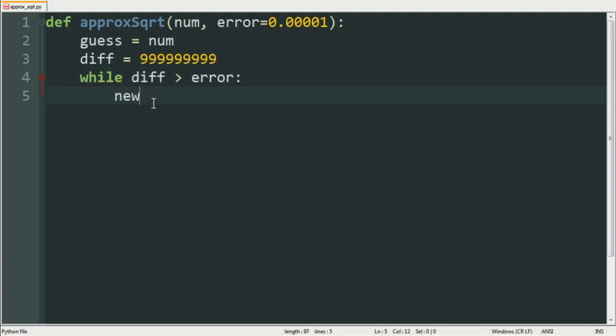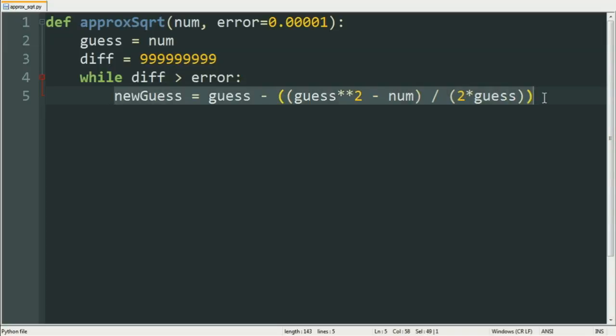With this, we can immediately implement Newton's method. So the new guess is simply the existing guess, subtract guess square minus the value that you're actually looking for, right? The original value that you want to take the root of. Then divide by the derivative, right? So in this case, it will be 2 times the guess. So yeah, this is Newton's method in one line. In fact, this is all of Newton's method. Everything else is just there to support this.